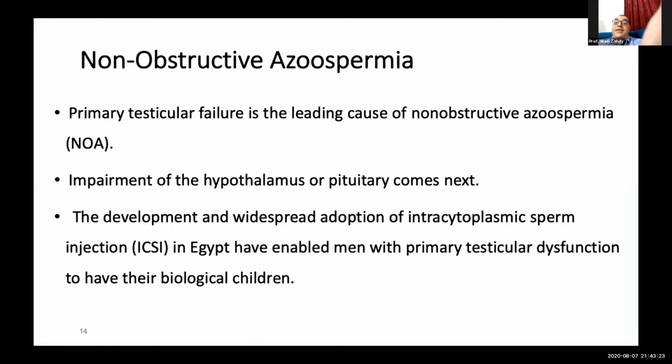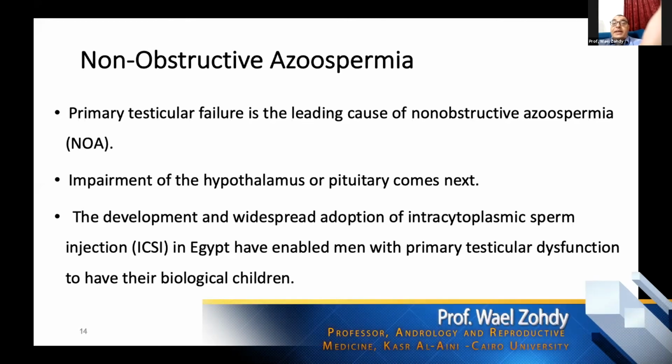Non-obstructive azoospermia is very important in this topic because primary testicular failure is a leading cause of non-obstructive azoospermia. Impairment of the hypothalamus and pituitary comes next, and Dr. Aimer will talk about that. The development and widespread adoption of ICSI in Egypt have enabled men with primary testicular failure to have their own genetic children.